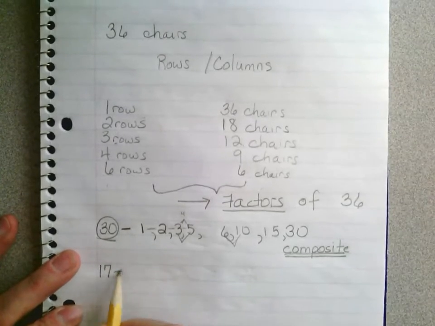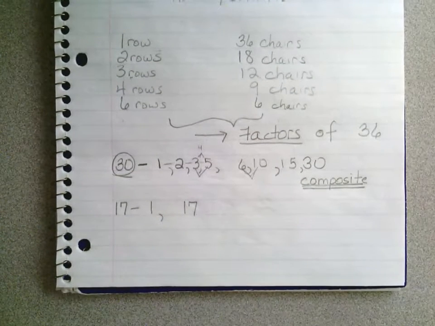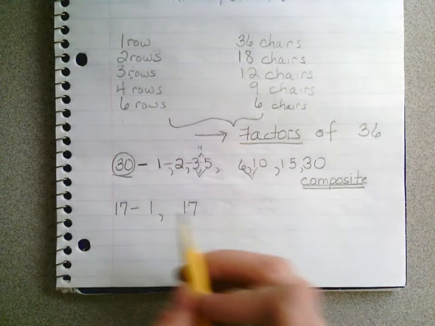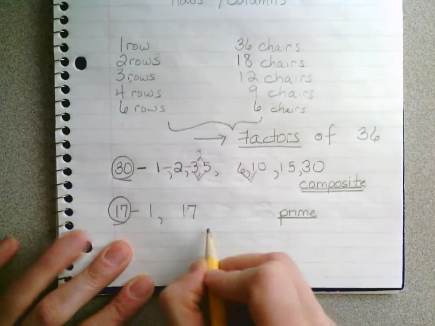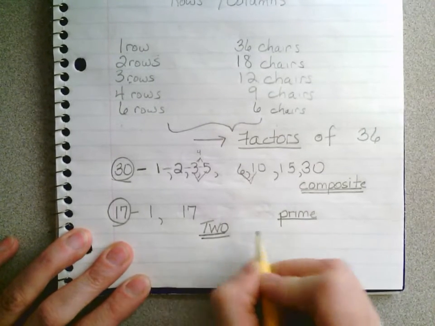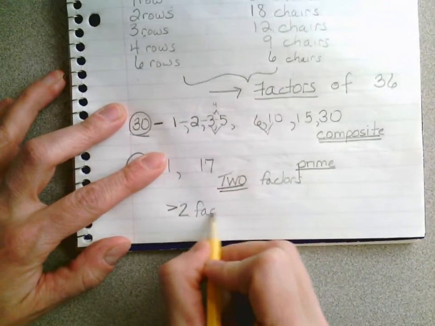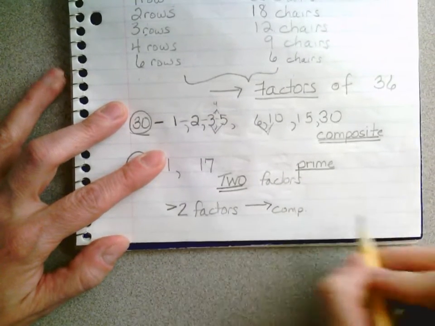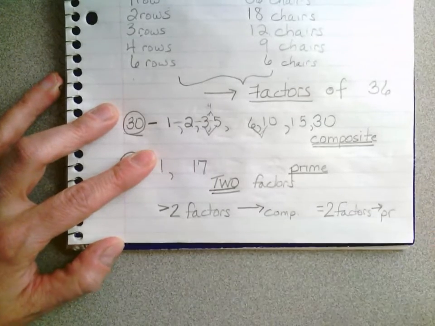Take the number 17 on the other hand. 17's factors are 1 and 17, and that's it. There are no other factors that when multiplied will create the product 17. For this reason, the number 17 is said to be prime. It only has 2 factors. So, greater than 2 factors, composite. Equal to 2 factors, prime.